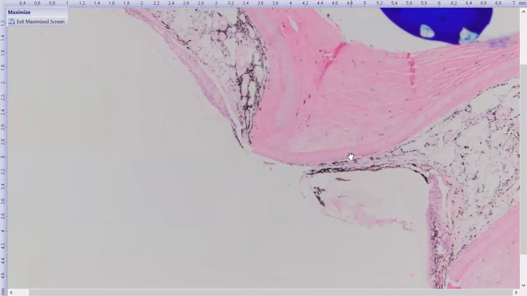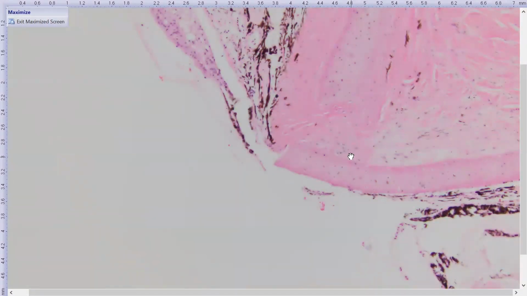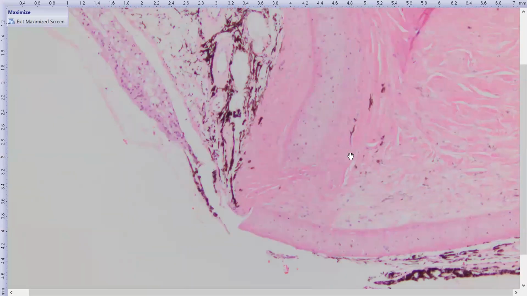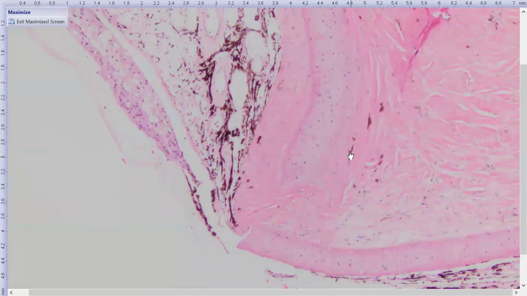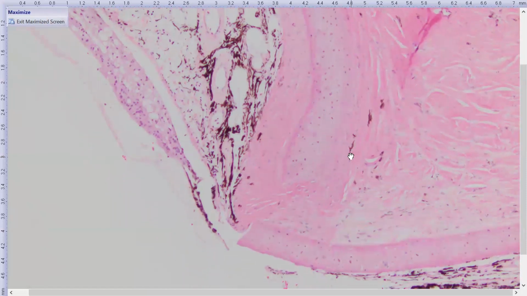As we follow the sclera around here, it is a bit discontinuous. And there's fibrotic tissue here. So a chronic fracture at the back of the sclera.